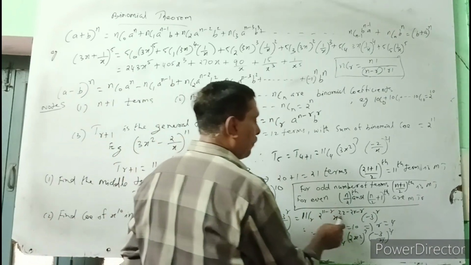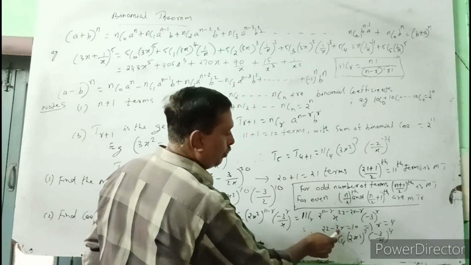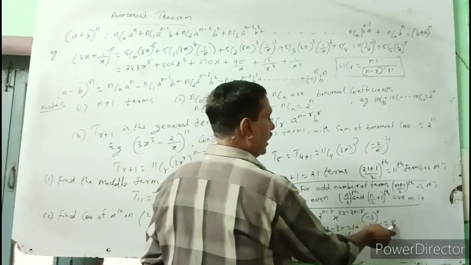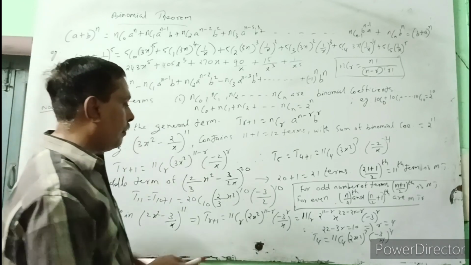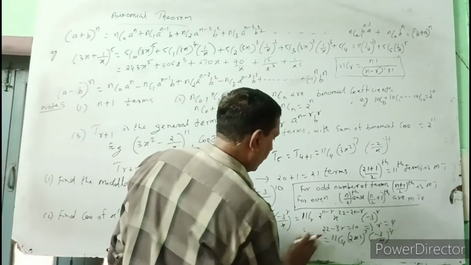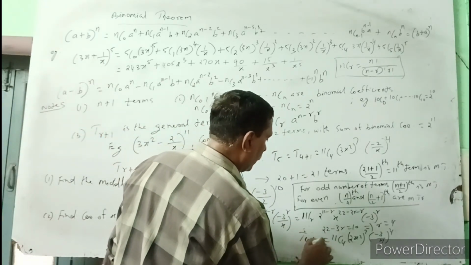Now I want the power of x as 10. So 22 minus 3r is equal to 10, which implies r equals 4. You have to put r equal to 4 here. So it will come t4 plus 1. Here t4 plus 1 is the answer.